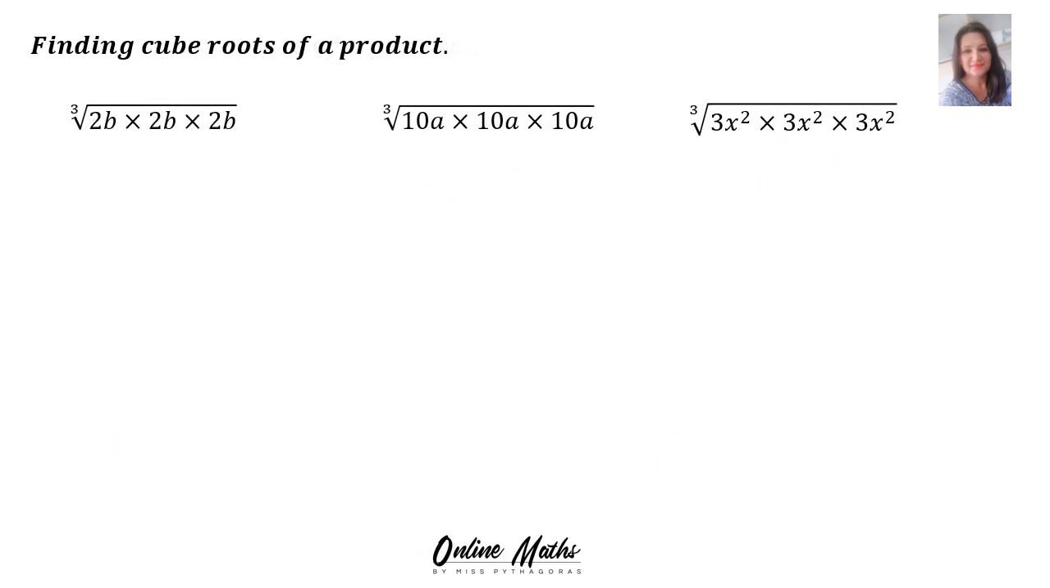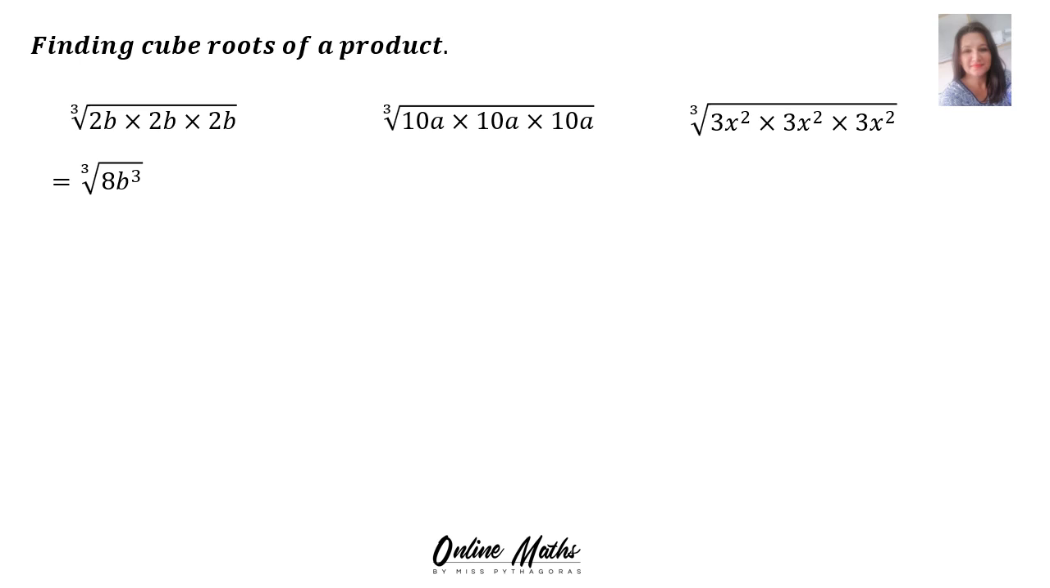Now we will find the cube root of a product. We will go about finding the cube root of a product exactly the same as we did with the square root. So first of all, we will take whatever is under the cube root and we will simplify that. Therefore, we end with 8b to the 3.